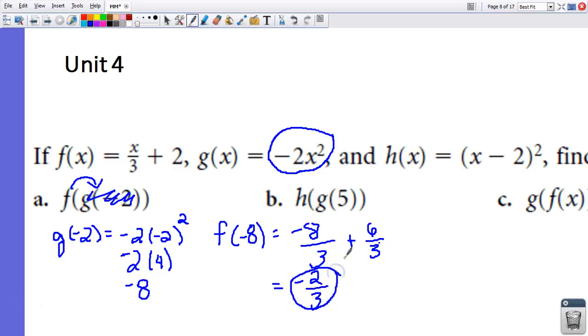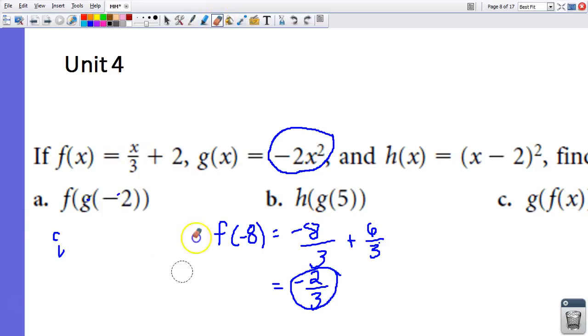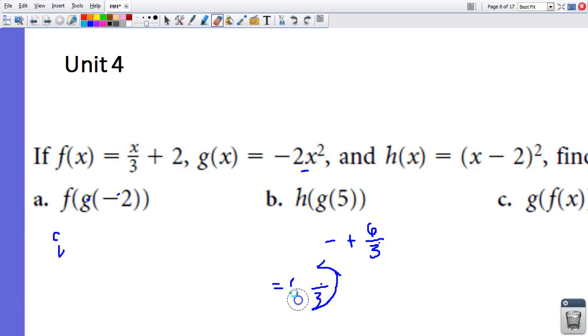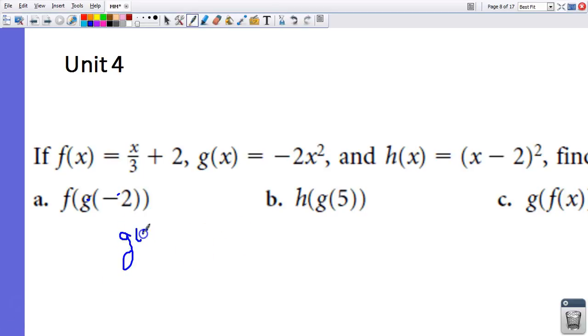So the answer for A is -2 thirds. Okay, let's erase this and do B. So we need to do g of 5 first for B. So what does that look like? That looks like g of 5 equals -2 times 5 squared, which is -2 times 25. So the answer to g of 5 is -50.